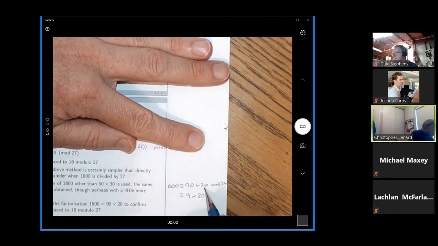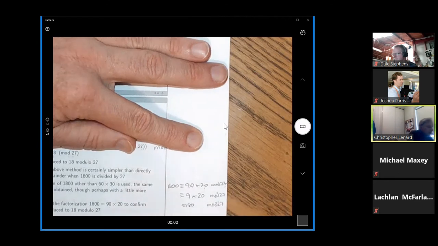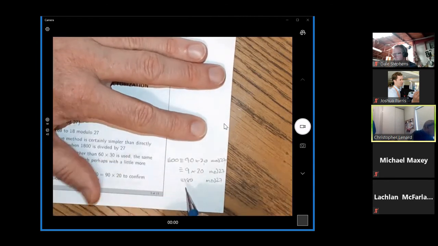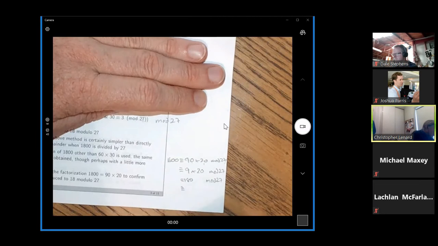Times 20, there's not much you can do. Mod 27. So that's congruent to 180, mod 27. And, well, okay. What could you do now? You could perhaps do, well, 18 times 10 would work, but that wouldn't be very helpful. What would be something a bit simpler?